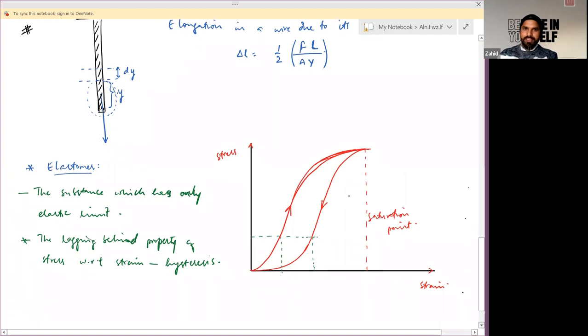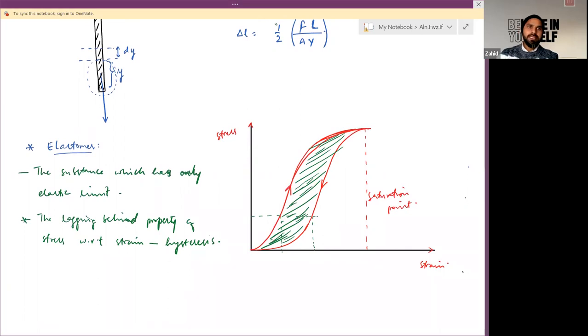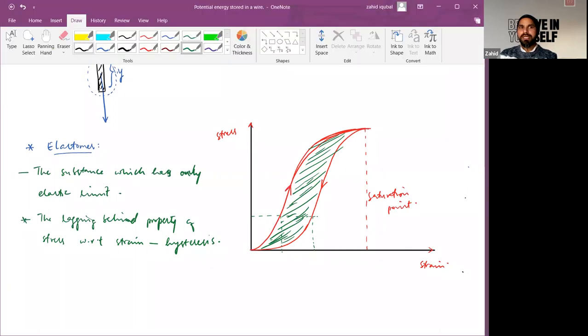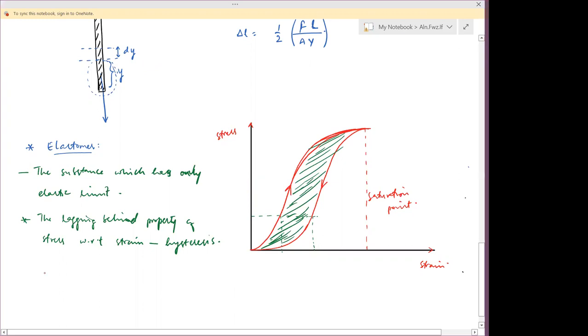So the area of this particular graph defines you the amount of energy lost during extension and compression. Or you can say elastomers are the substance which having shock absorbing property. So the greater the area of stress strain curve for that material, it will be good shock absorber. Is it clear? Yes, sir.